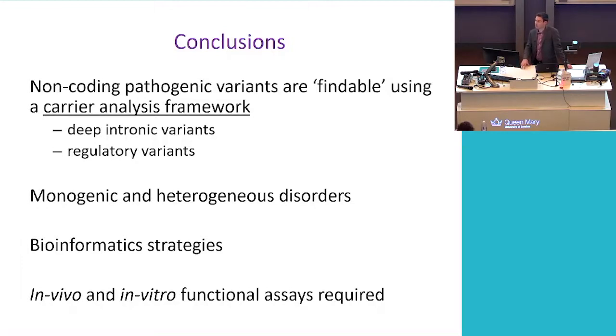Hopefully I've given you an overview of some of the bioinformatics strategies that we've developed to apply to this data, and the requirement that we need to actually assess the effects of these things. RNA isn't going to be accessible for all the genes that we're interested in, and so we need to develop these in vitro functional assays as a routine service within genome medicine centres, I think.